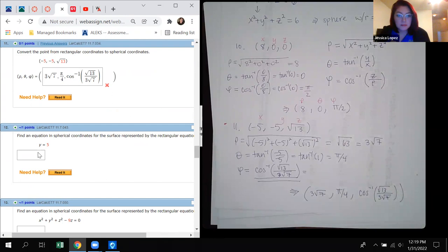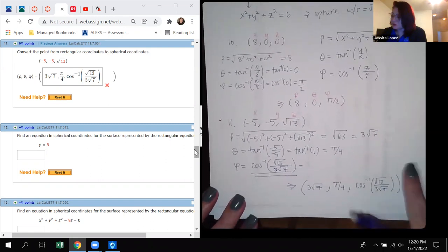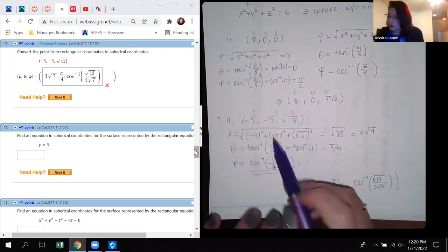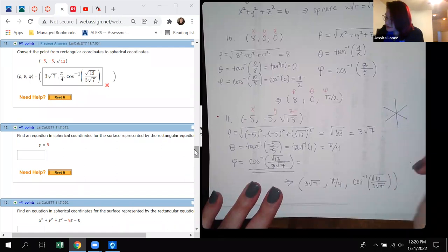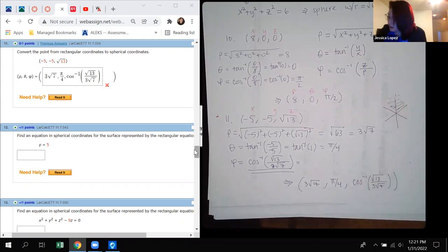So let me see where I made my mistake. Okay, I think the mistake happens to be here with theta. Our calculator will only tell us angles between negative pi and pi. So if the angle is bigger than pi, then it won't show us that on the calculator. So what I've got to do is consider what quadrant this is in. If you're looking at the XY axis, you're going negative 5 in the X direction, negative 5 in the Y direction, and then you're going up square root of 13 units. So it puts me in this octant back here. It's between these two and above the Z axis, right? That's where your point is.